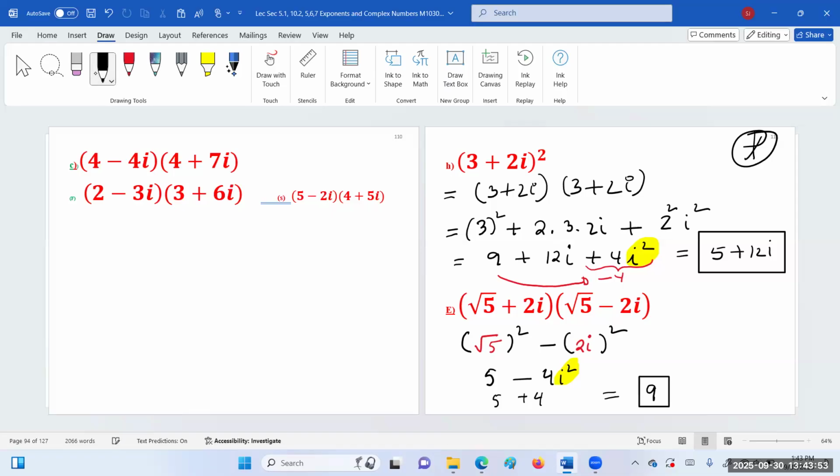That's why we use conjugate in the rationalization, because anytime you multiply conjugates, they always give us a real number. Always.